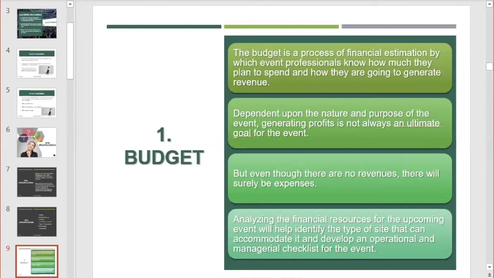However, to be able to make sure that we can procure enough resources to pay for all the different elements of the events that we have to pay for, we need to come up with estimated costs of each of them. And that is what the event professional does when it comes to budgeting. However, we are saying that budgeting is dependent upon the nature and purpose of the event.